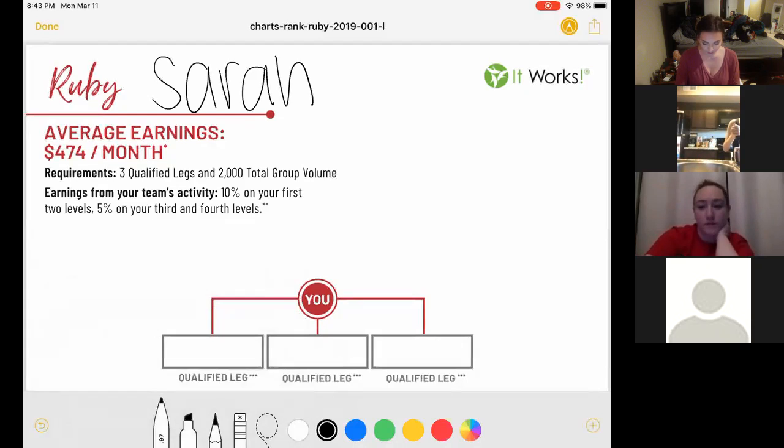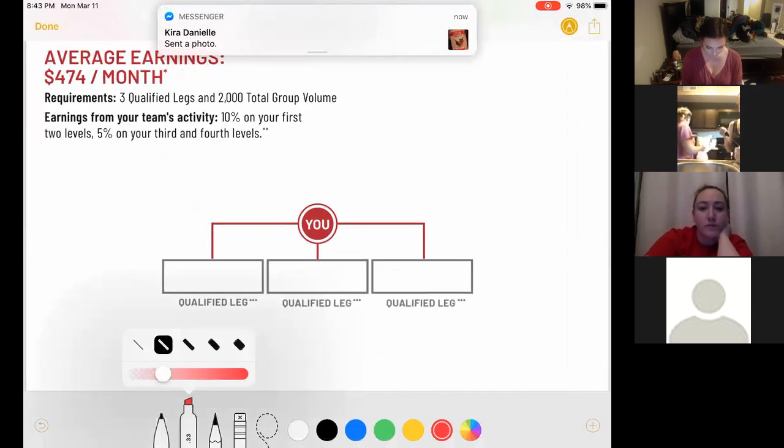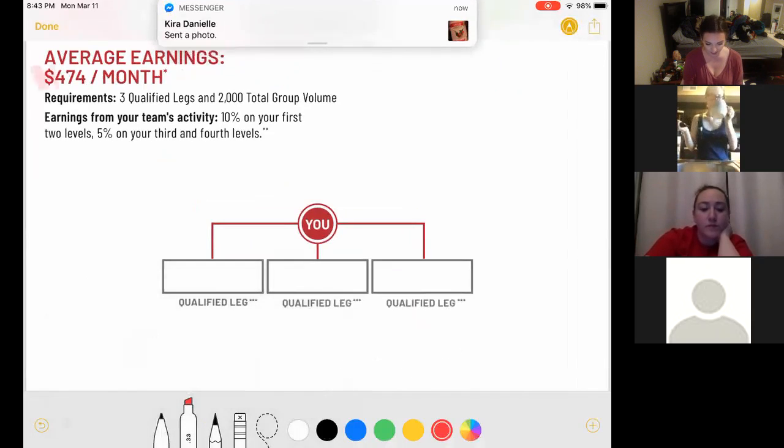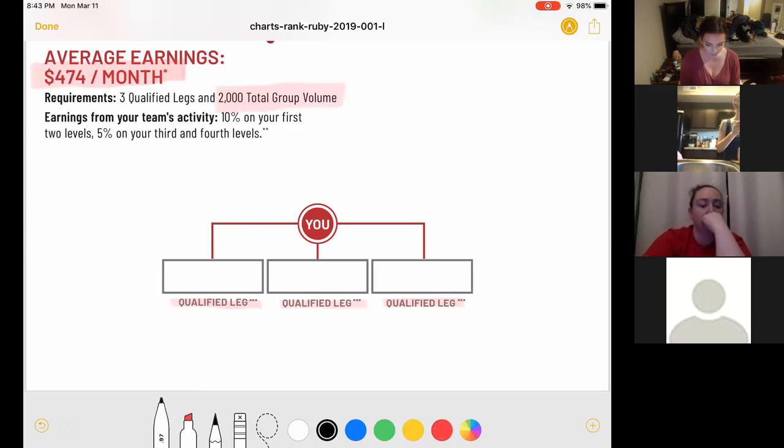So there are 3 main things to notice about a Ruby chart. Right here, this is the average income, which is about $500 a month. To be qualified as a Ruby, you need 3 qualified legs, 1, 2, 3, and 2,000 total group volume. So you make about 10% on your first 2 levels, and 5% on the third and fourth.